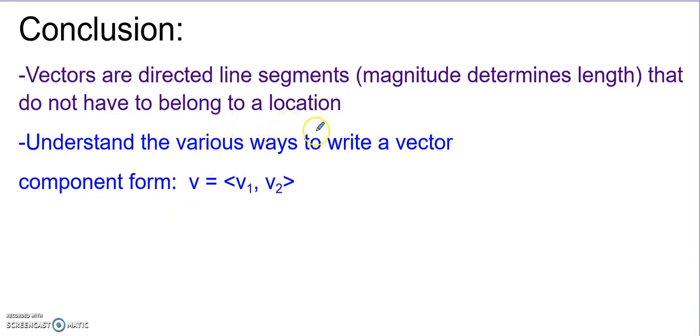Conclusion. Vectors are directed line segments. That direction comes from the components, and the length of the line segment is determined by the magnitude. They don't have to belong to a specific location. So again, we'll see this more in the application problems that we get to later, and it'll be important to be able to move the vectors around in order to actually do the algebra, or the arithmetic, that we need to find out information about the application. It's important to understand the various ways to write a vector. Right now, we're just looking at component form.